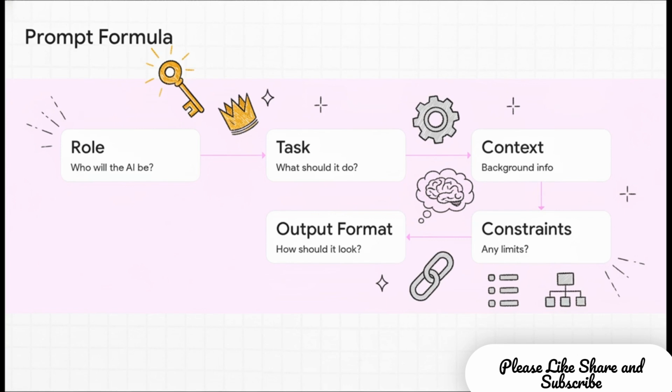So here it is. This is your golden formula. 1. Role. Who is the AI supposed to be? 2. Task. What exactly should it do? 3. Context. What background info does it actually need? 4. Constraints. What are its limits, like word count or tone? And 5. Output format. How should the response look, like a bulleted list or maybe JSON? Empower yourself with this formula and you completely control the AI's behavior.